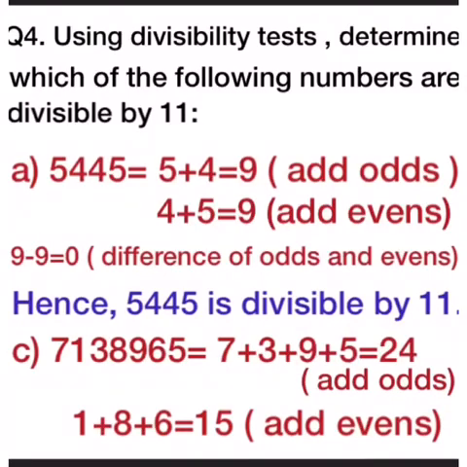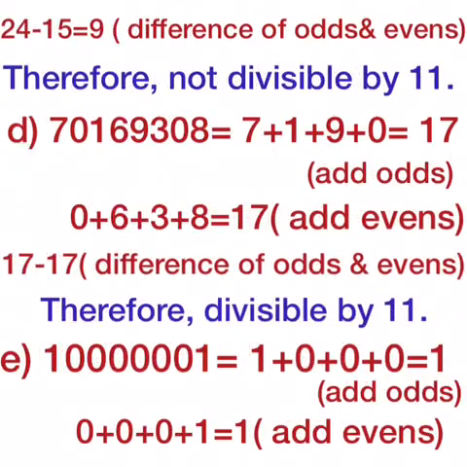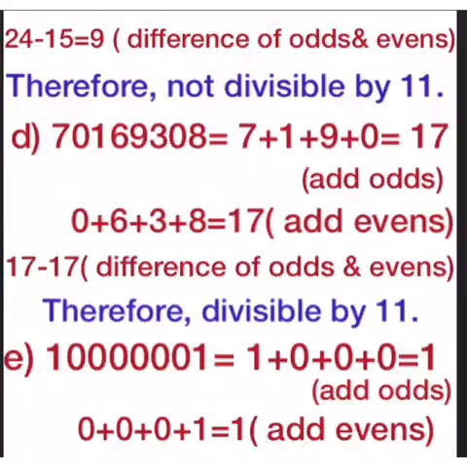71,38,965. So children, here you can see that when we add the odds we get 24, and when we add the evens we get 15. So the difference of odds and evens is 9, which is not a multiple of 11. So this number 71,38,965 is not divisible by 11.